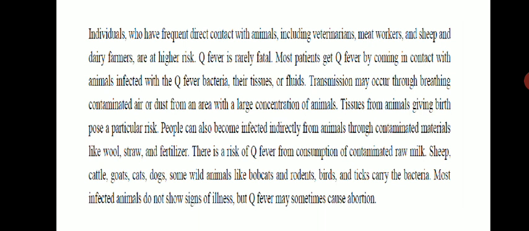There is a risk of Q fever from consumption of contaminated raw milk. Sheep, cattle, goats, cats, dogs, and some wild animals like bobcats, then rodents, birds, and ticks all carry this Q fever causing bacteria. Most infected animals do not show signs of illness, but Q fever may sometimes cause abortion.